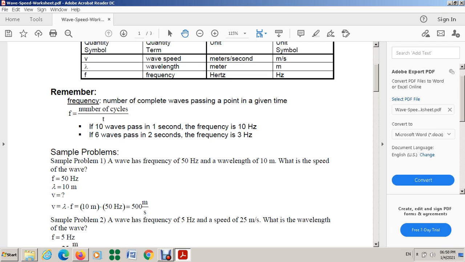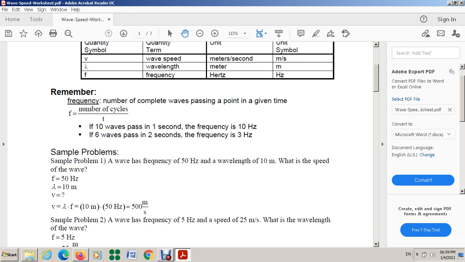I want to discuss this one here just to remind you. The frequency is the number of complete waves passing a point in a given time. If you remember, we said the frequency is the number of cycles or number of waves over time. If 10 waves pass in 1 second, the frequency is 10 hertz. If 6 waves pass in 2 seconds, that means 6 over 2, which is equal to 3 hertz. This point is very important, you have to know this one.